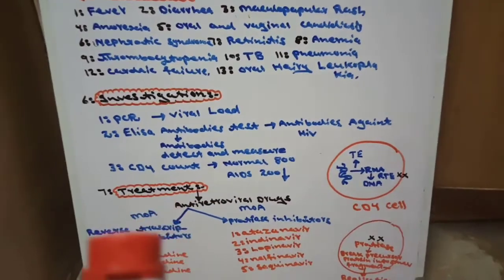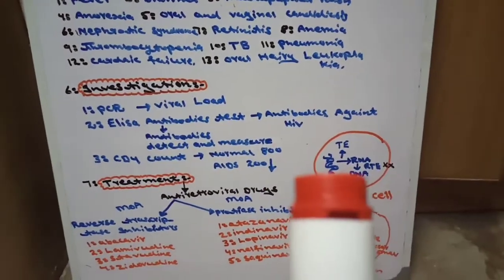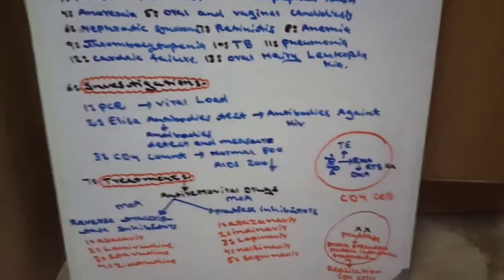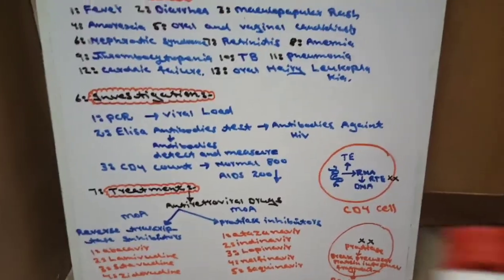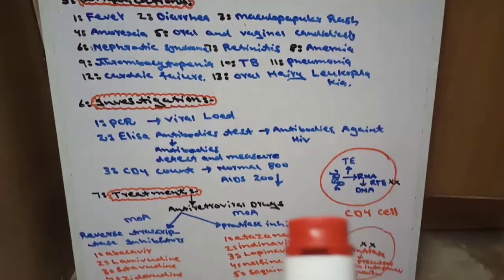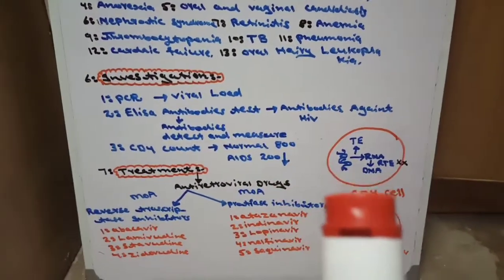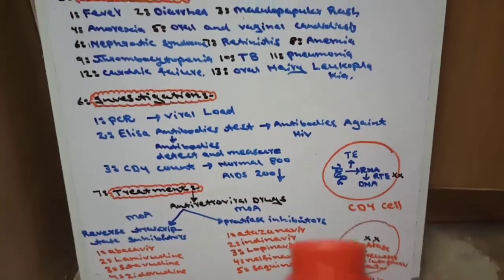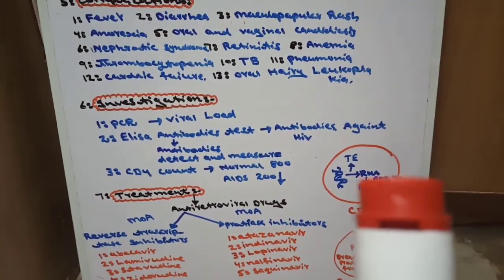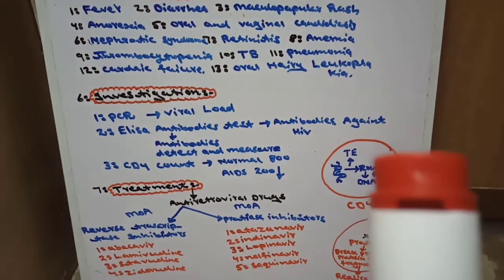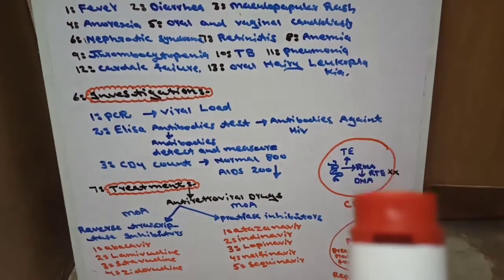Our basic aim is to stop the replication of the HIV virus in the CD4 cell. Now, how do we stop it? We stop it by two methods, because for replication of the HIV virus in the CD4 cell, two things are responsible. Number one, the reverse transcriptase enzyme, which forms DNA from RNA.